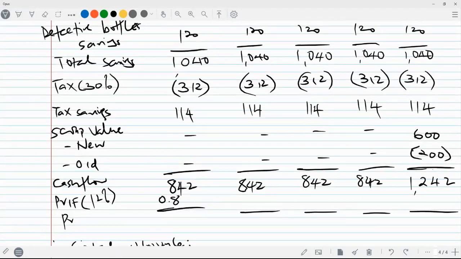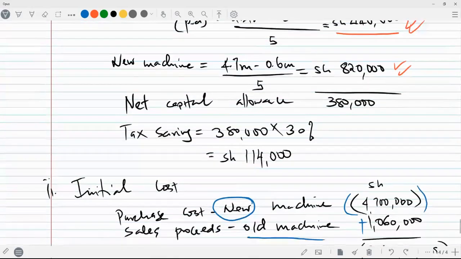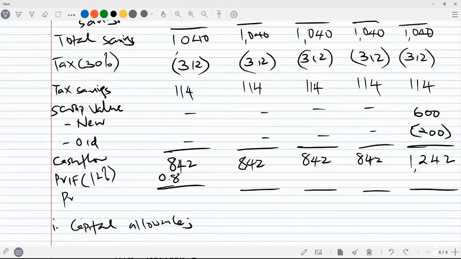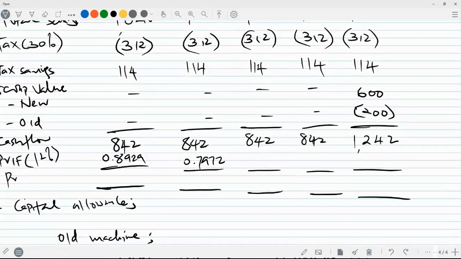The factors can come from the table or from the calculator, whatever alternative you prefer. At 12%, 0.8929, 0.7972, all the way to year 5. Cash flow times the factor gives us the present value. So get the present value for year 1, year 2, year 3, year 4, year 5.